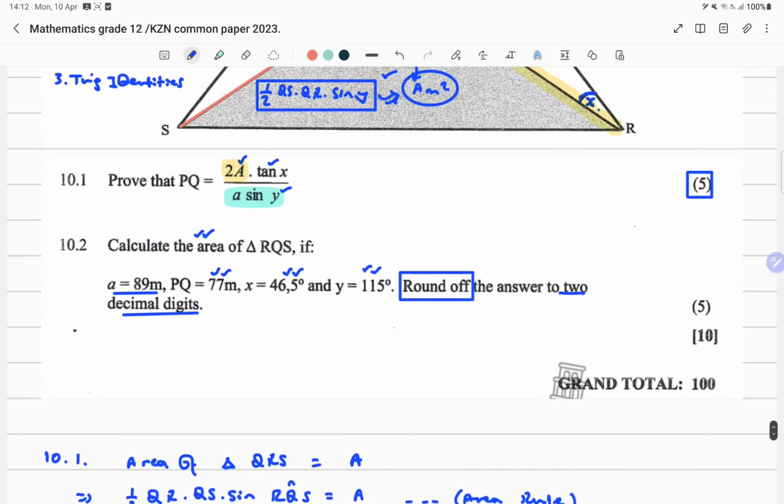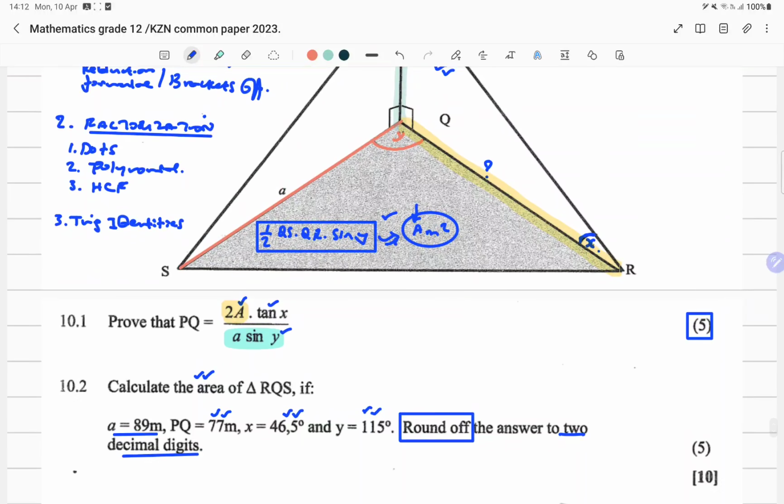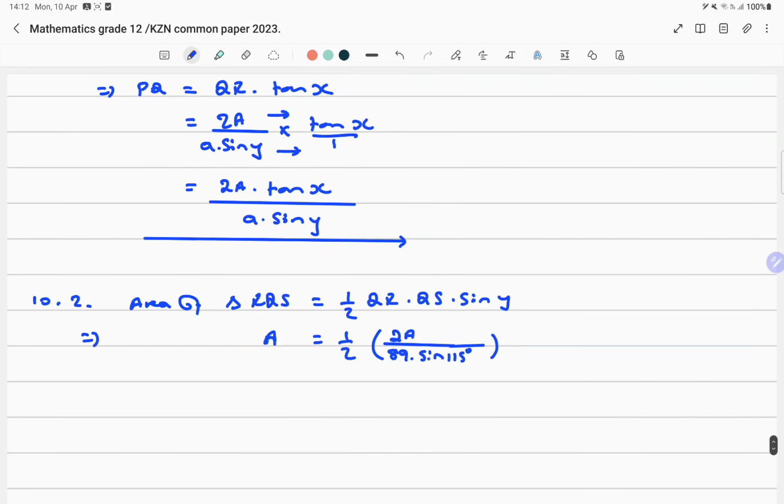And then QS is A again, which is 89. So this is into 89 times sine of 115 degrees. Okay, so this is sort of doing the things that we must do. Now if you're thinking about what is going on here, the 2 cancels the 2, the 89 cancels the 89, the sine 115 is cancelling the sine 115. So I'm remaining with A is equal to A, which is bad. This is terrible because it's not answering the question.